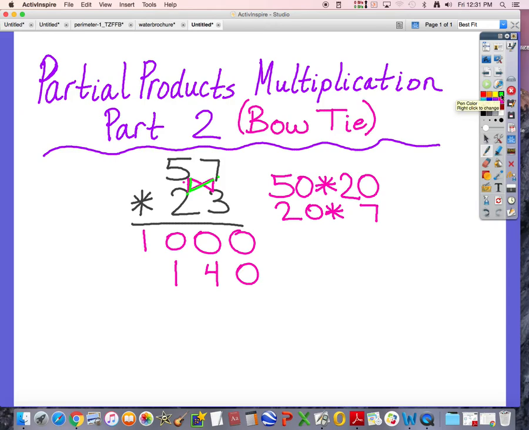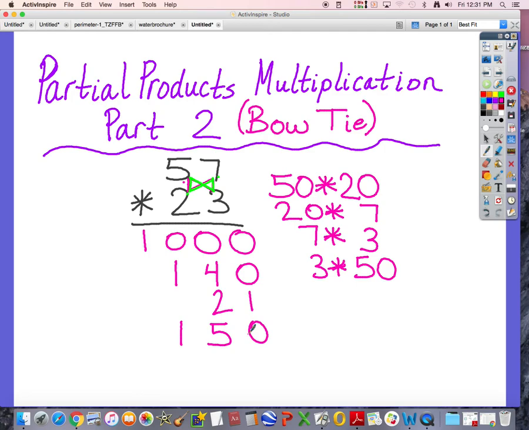Next up in my bow tie, I'm going to take 7 times 3. These numbers 7 and 3 are both in the ones place, so their values will stay. 7 times 3 is 21. And my last strand of the bow tie is to do the 3 times 5. The 3 is worth 3, the 5 is worth 50. 3 times 50. The product of this is 150.